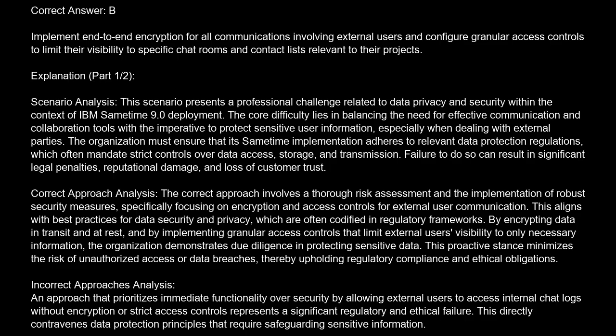Correct approach analysis. The correct approach involves a thorough risk assessment and the implementation of robust security measures, specifically focusing on encryption and access controls for external user communication. This aligns with best practices for data security and privacy, which are often codified in regulatory frameworks. By encrypting data in transit and at rest, and by implementing granular access controls that limit external users' visibility to only necessary information, the organization demonstrates due diligence in protecting sensitive data. This proactive stance minimizes the risk of unauthorized access or data breaches, thereby upholding regulatory compliance and ethical obligations.